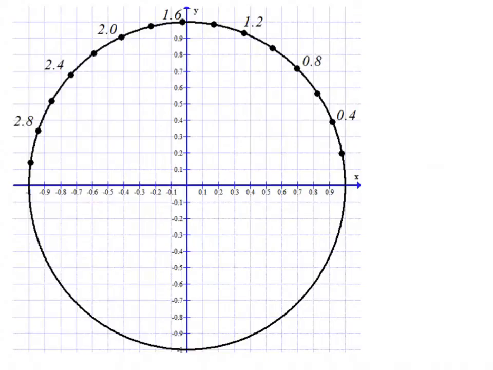Okay? So what are these points out here? What is the 0.4, the 0.8, the 1.2, the 1.6? What are those numbers? What do they refer to? Pause the video for a minute and think about what those are. I'm hoping that you basically recognize that those are the radian values of these angles.